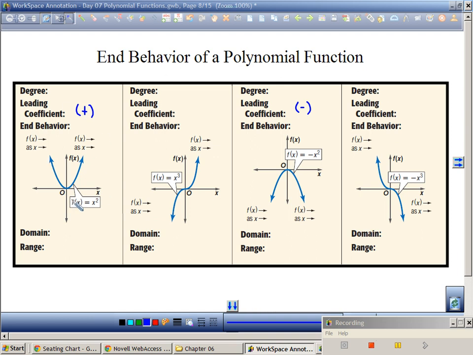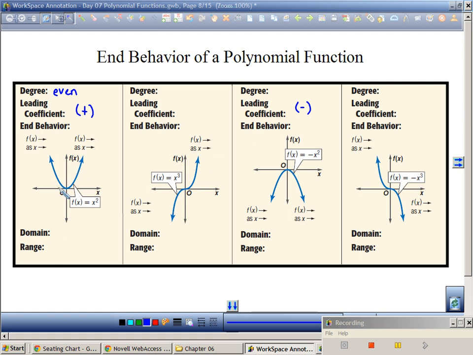All right, let's talk about the degree. Now, this is a more generalization. We all know that the degree of this one is 2, correct? And the degree of this one is 3. I want to talk about what happens when the degree is even. So this one has an even degree. When you have an even degree, your end behavior is the same.